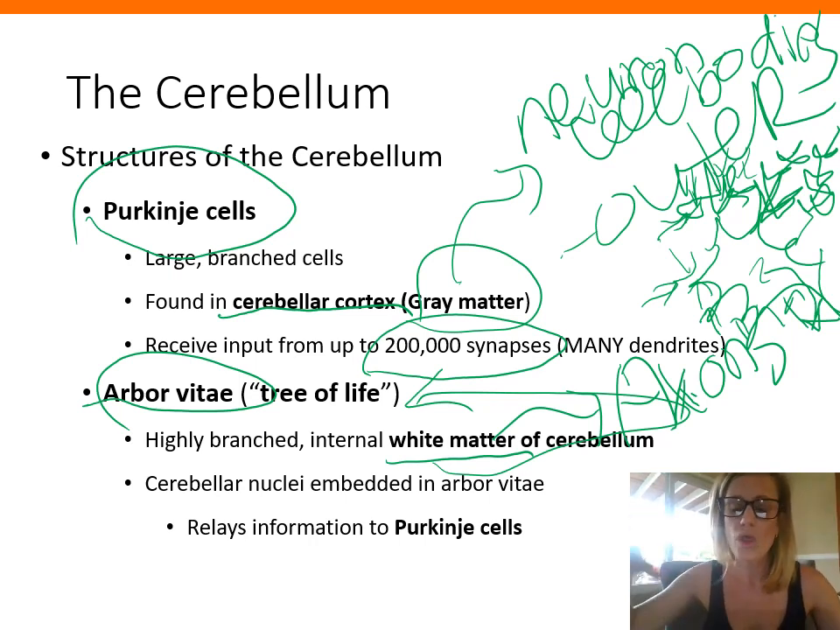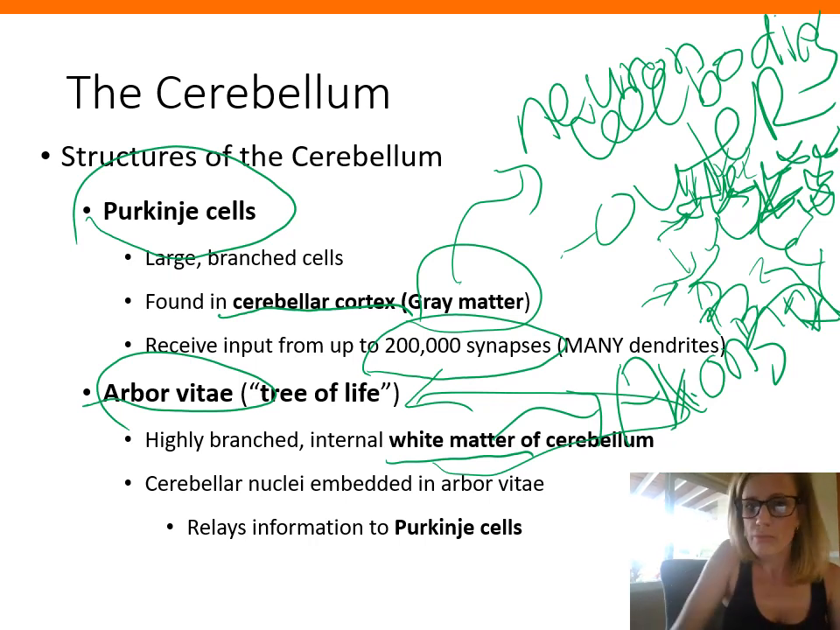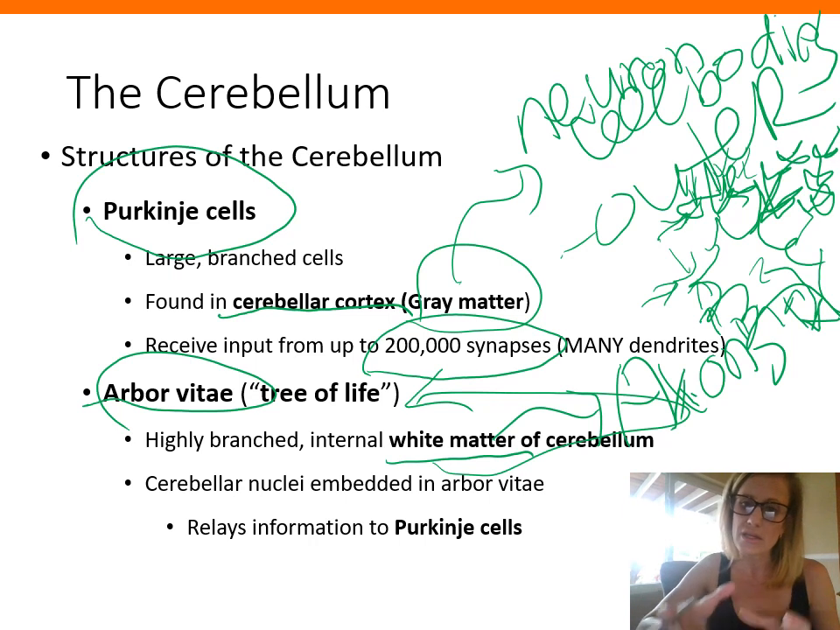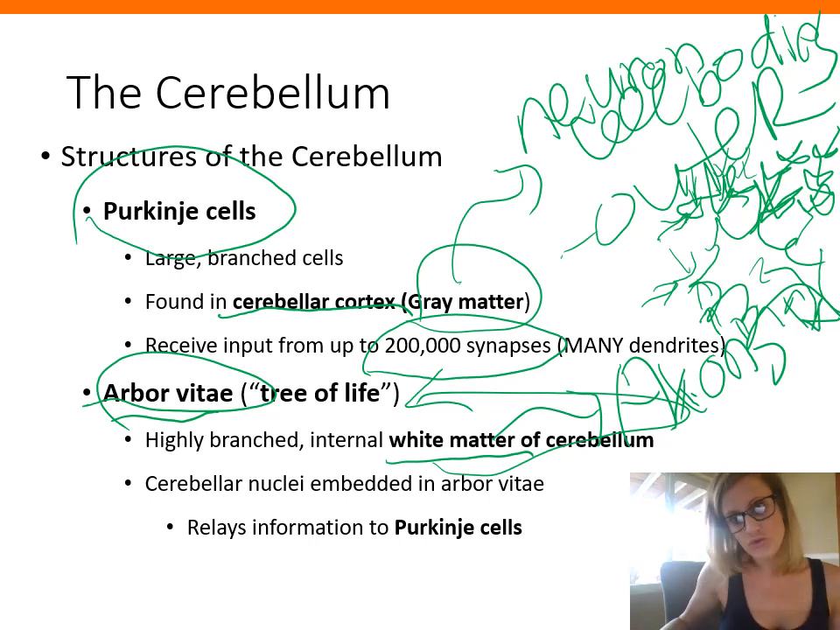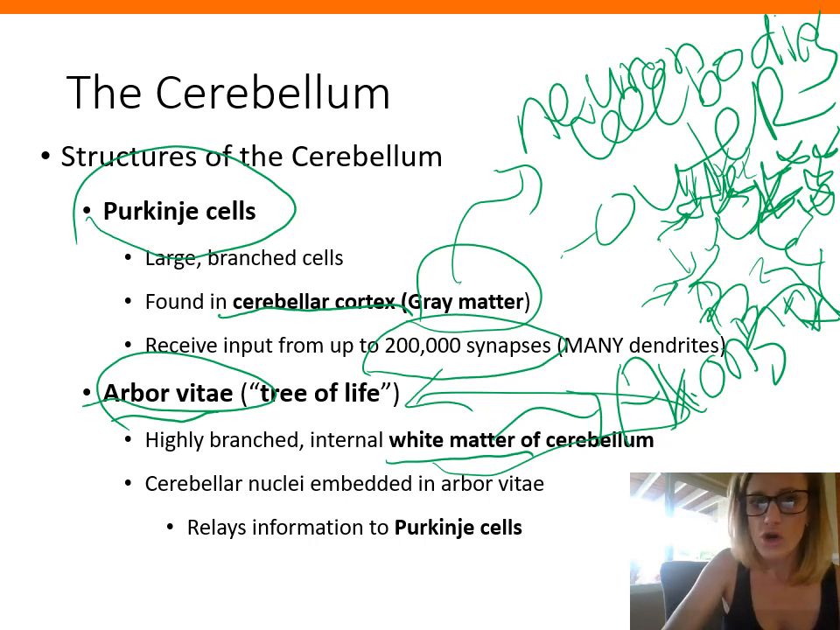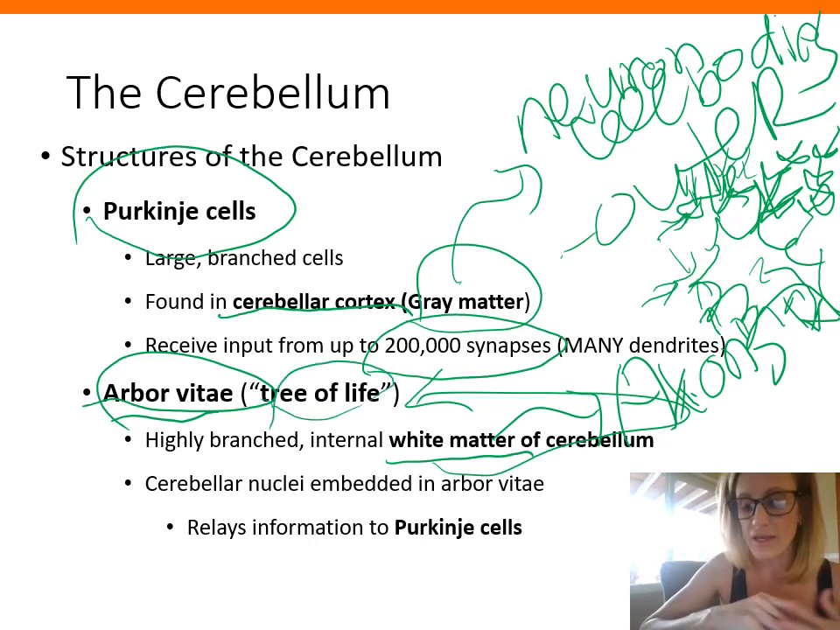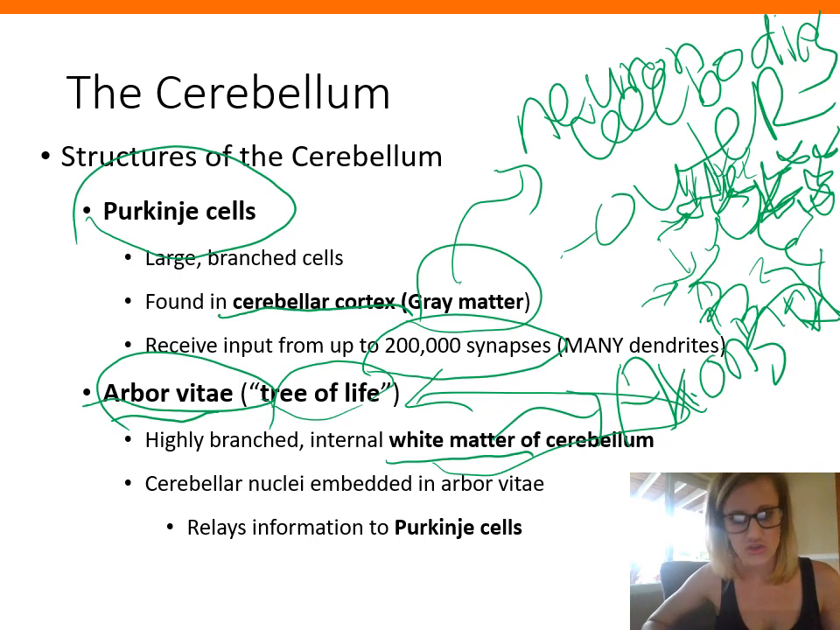On the outside, or the cortex, of the cerebellum. If we look deep to the cortex, so deeper within the cerebellum, that's where we see the white matter, all of these axons that are bringing messages in and out of the cerebellum. The white matter in the cerebellum is organized into a really neat structure or pattern that we call the arbor vitae. Arbor as in tree, vitae, think like vital, right, life. So arbor vitae is the tree of life.